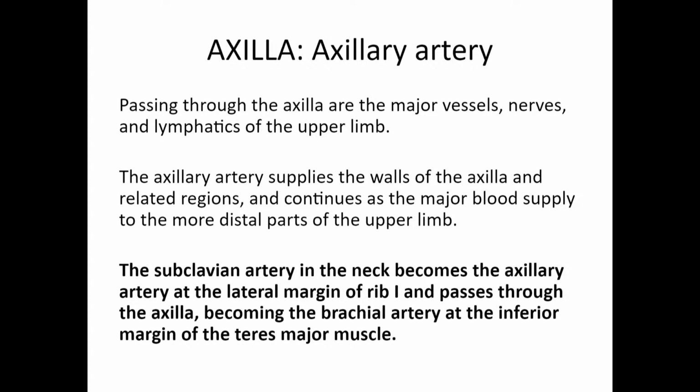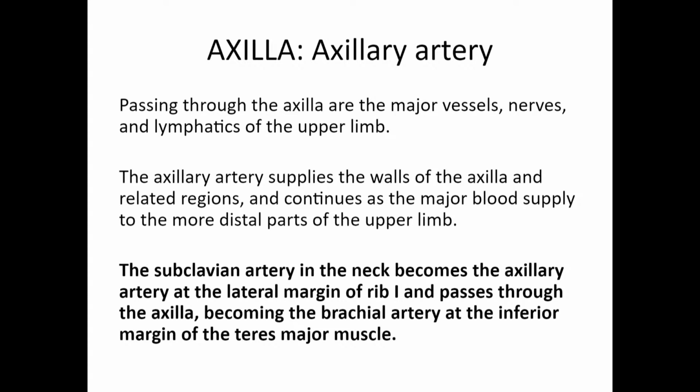And at which point does the subclavian artery become the axillary artery? That is kind of a quiz question. At the lateral margin of rib number 1, and then it passes into the axilla, and from this point we call it the axillary artery. After that point it becomes the brachial artery, and the brachial artery begins from the inferior margin of the teres major muscle.